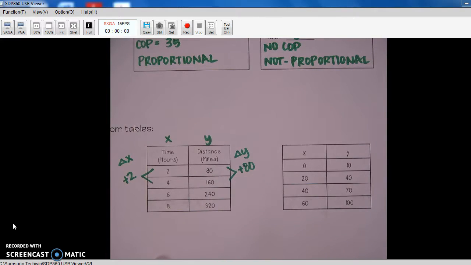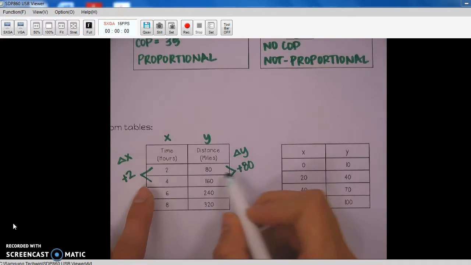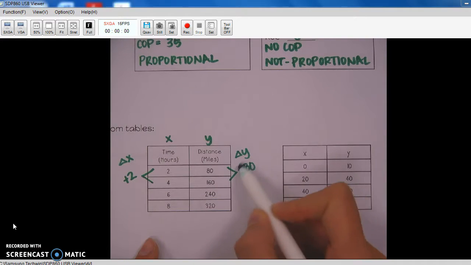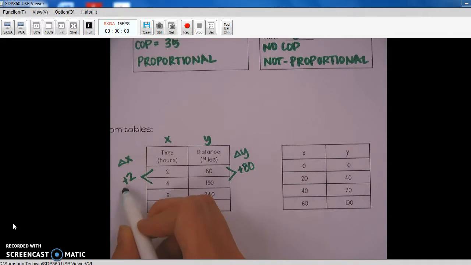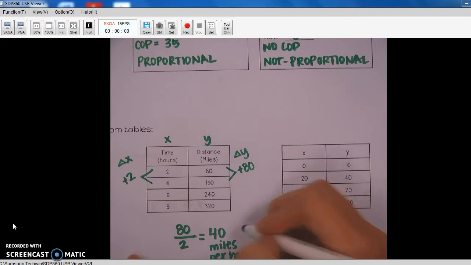So now to find my constant rate, my rate of change, I want to know just how many miles they go per hour. So now I just need to divide. The total amount of miles, 80, that they went over the course of 2 hours, divided by 2, and I get 40 miles per hour. So that is my rate of change.